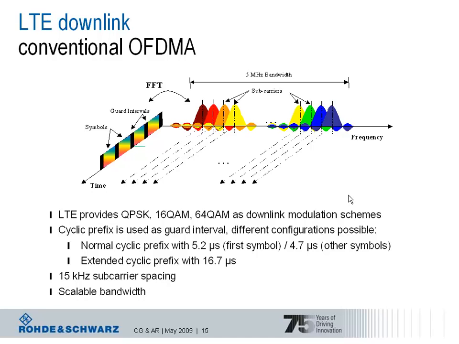In LTE, also we have a cyclic prefix as guard interval. Different configurations are possible. We have a normal cyclic prefix with 5.2 microseconds for the first symbol and 4.7 microseconds for the other symbols of a slot. And we also have an extended cyclic prefix for larger cells, corresponding to 16.7 microseconds. LTE provides QPSK, 16 QAM and 64 QAM as downlink modulation schemes, so these can be assigned to the UEs in the resource allocations.